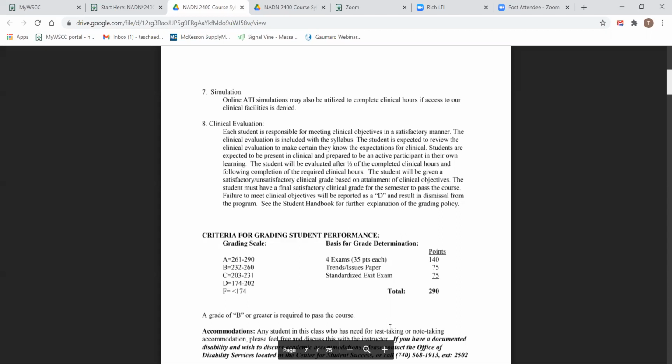So it will be up to you once you get to your halfway point that you have an evaluation done, and that you have an evaluation completed at the end of your required clinical hours. So after the 120 hours, you will have your final evaluation as well. The student is going to be given a satisfactory or unsatisfactory clinical grade based on attainment of those clinical objectives. The student must have a final satisfactory grade in order to pass the course. Failure to meet those objectives is going to be reported as a D and result in dismissal from the program.